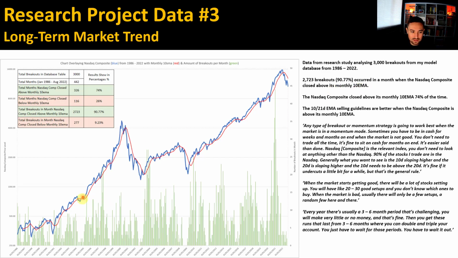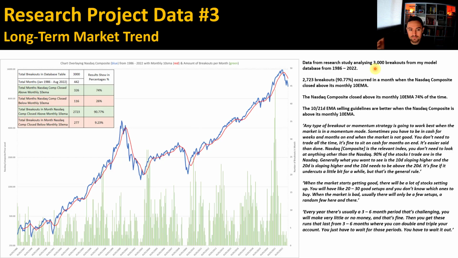So you see this red line here, you see when the blue line is above the red line. Now this red line here is actually the SMA instead of the EMA, because on Excel I can only get the SMA, not the EMA. But you see, when the blue line is trending above and it is closing above the red line, being the monthly 10 EMA, okay? That is when 90% of the breakouts from 3,000 breakouts in my model database are occurring.